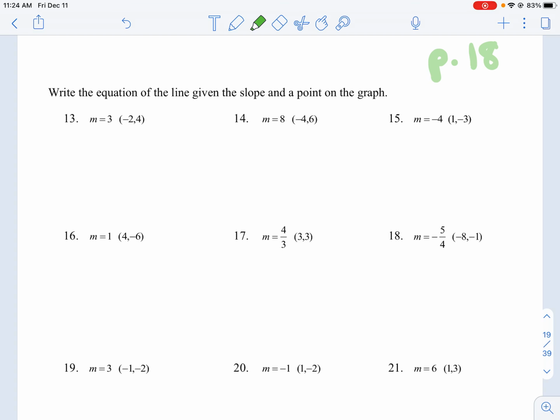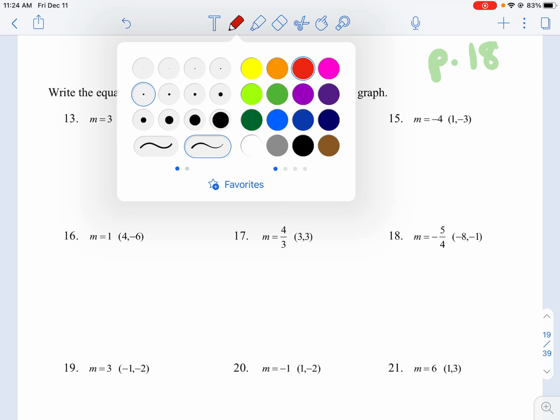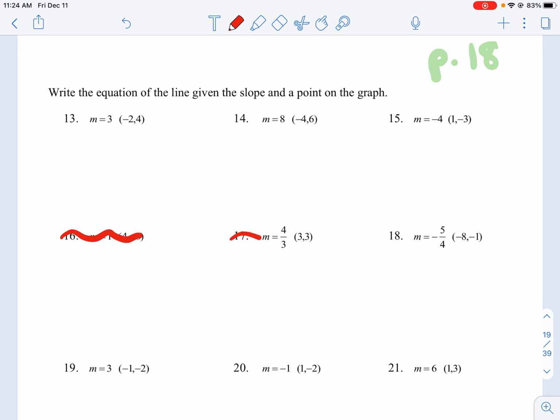So first of all, I'm going to tell you guys right now, sometimes these take a little bit of room. So if you would find it helpful, you can go ahead and sort of just cross these off just so that you have a little more space to go down. We're on page 18 and we're looking at number 13. Okay, so let's look at this together.